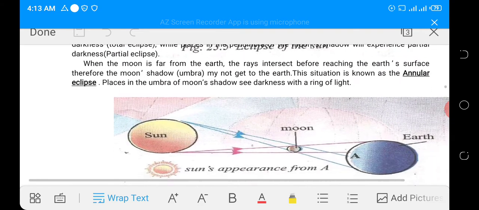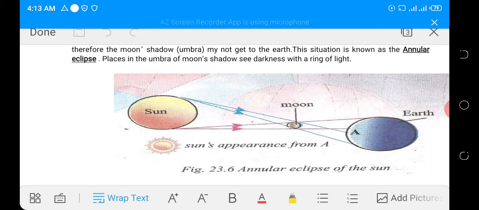Then we have another eclipse when, after passing through the moon, light rays from the sun intersect before reaching the earth's surface, so that the place in the umbra of the moon's shadow will now see a kind of darkness in the form of a ring of light. And when this occurs, we have annular eclipse of the sun.